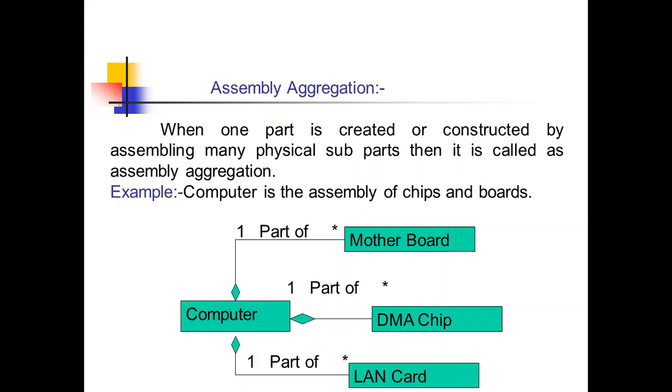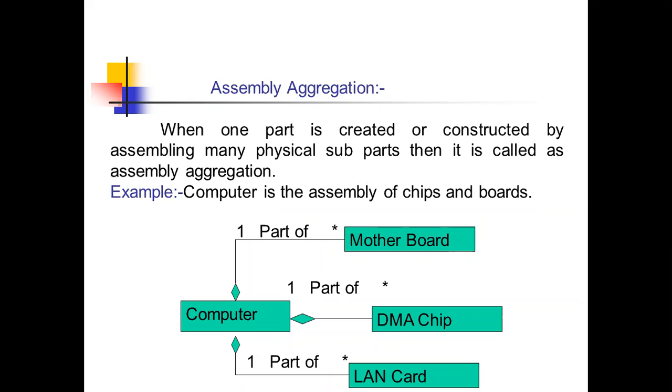The next one is assembly aggregation. Assembly aggregation is when one part is created or constructed by assembling many physical subparts. Then it is called assembly aggregation. Whenever we create one part by assembling multiple subparts, that is assembly aggregation.